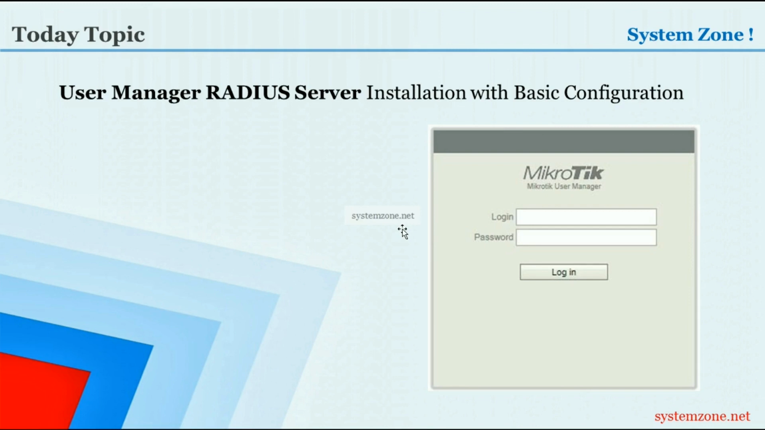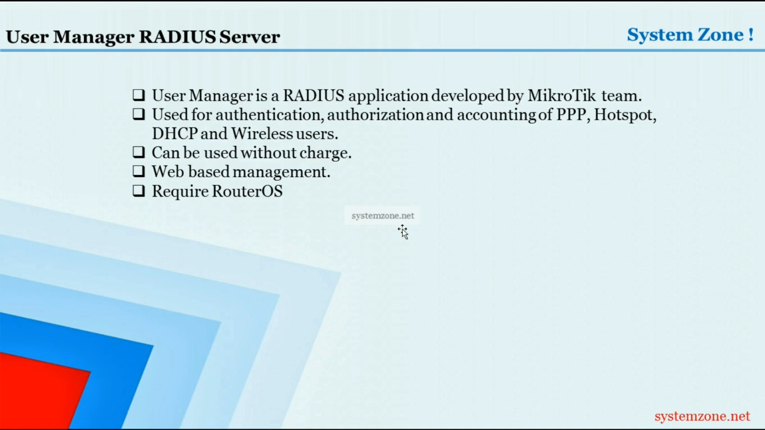In this video I am going to show how to install User Manager Radius Server with basic configuration. User Manager is a Radius application developed by the MikroTik team. It is used for authentication, authorization and accounting of PPP, Hotspot, DHCP and Wireless users. User Manager is a free application, so it can be used without any charge. It is a web-based application and everything can be managed from the web interface.